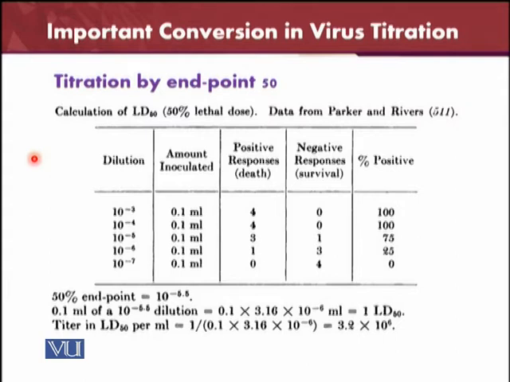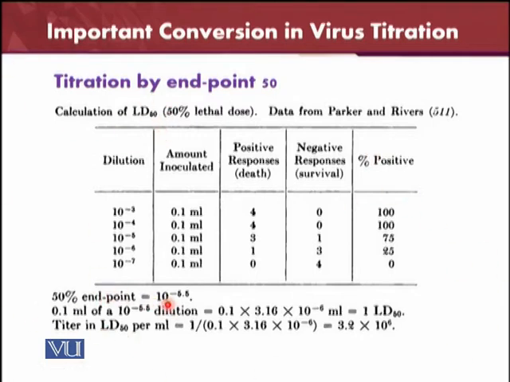Then the positive responses will be taken as death, because we are going to take the lethal dose 50. So 50% of the animals, if we are using animals, should die. Here 50% is the death cases, and the negative cases are the survival cases, the rats or experimental animals that survived. Then the positive percentage is how much percent died. If it is 50%, then we call it lethal dose 50.